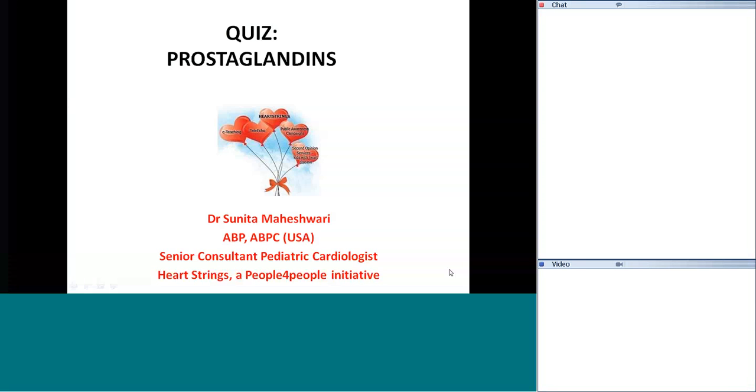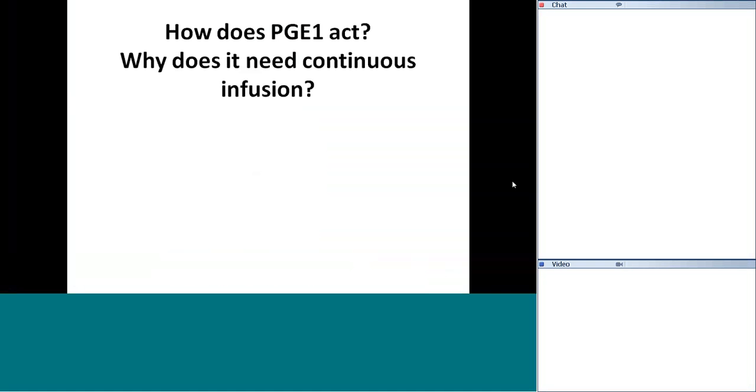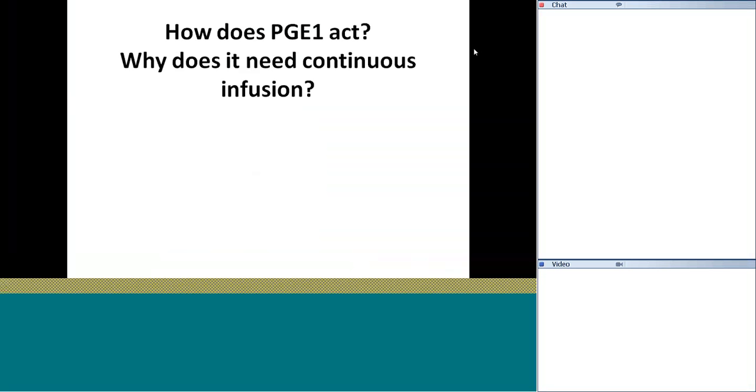Today we'll do a quiz on the use of prostaglandins in cardiac patients. So this would specifically be directed towards neonates. First question, how does PGE1 act? What is the mechanism of action of PGE1?